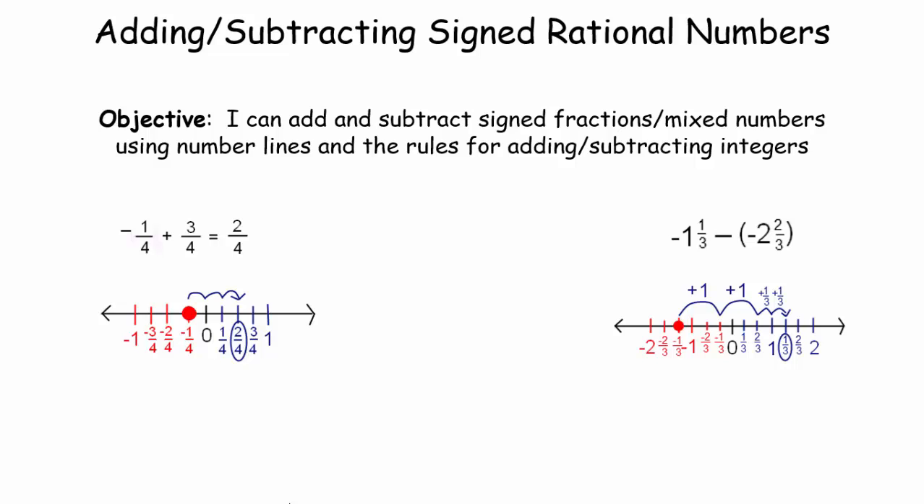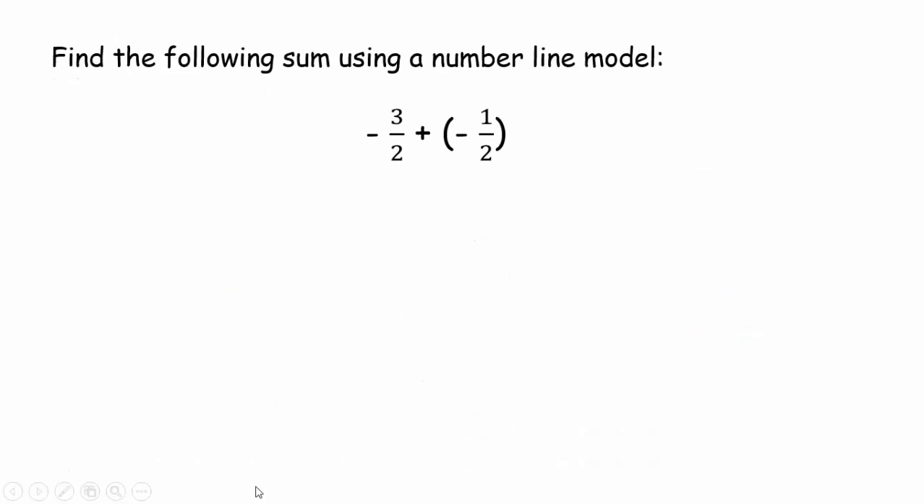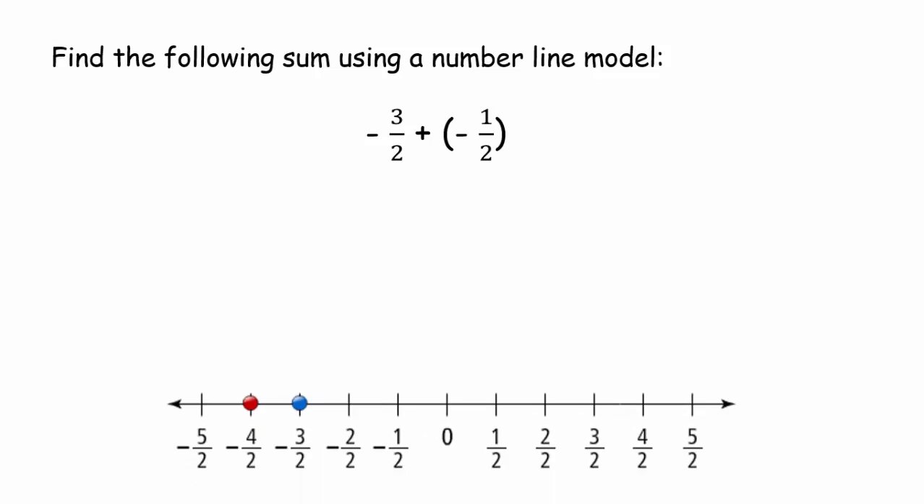Today's objective is I can add and subtract signed fractions and mixed numbers using number lines and those rules that we've been working on for adding and subtracting integers. Let's take a look at our first example. Find the following sum using a number line model.